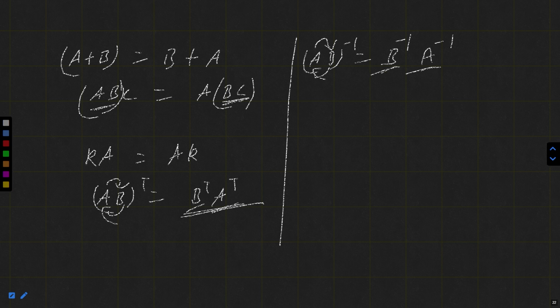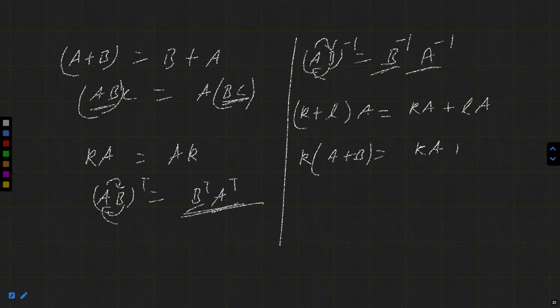Let me recall more properties. So transpose properties, and distributive properties also. So K plus L are two scalars. This can be rewritten as KA plus LA, and the same thing will happen for this case also: K(A plus B) you will have KA plus KB. K is what? Our scalar.